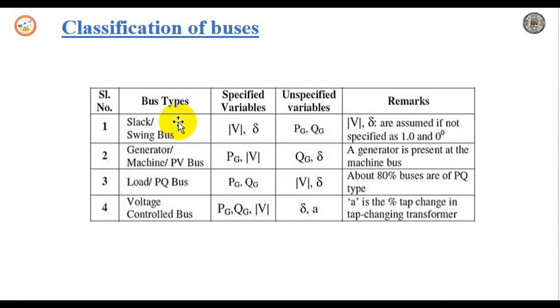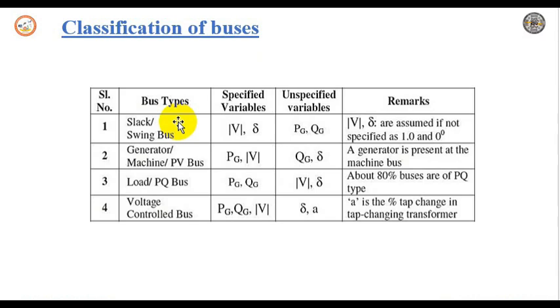This slack bus will supply all the losses in the power system. So at the slack bus we need to find the real power and reactive power, and if the voltage and delta values are not given, we have to assume the specified values are 1 at an angle of 0 degrees: 1 as the voltage magnitude, 0 as the angle.